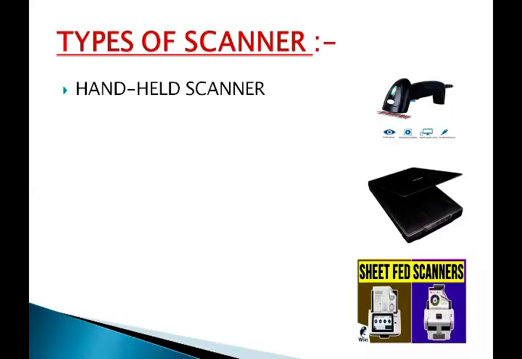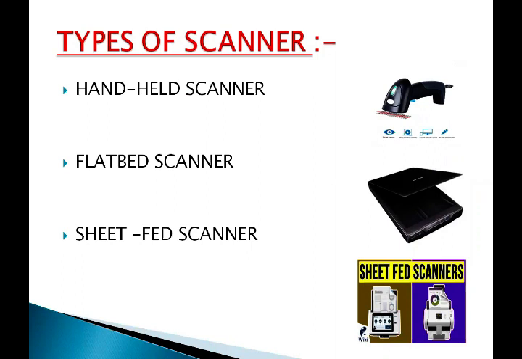Types of scanner. There are three types of scanner: handheld scanner, flatbed scanner, and sheet feed scanner. First one is the handheld scanner. A scanner that is held in the hand and passed across the image to scan is termed a handheld scanner. It is very small in size. Handheld scanners are less expensive but require a steady hand to get a clear image.